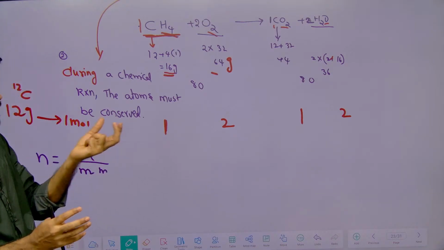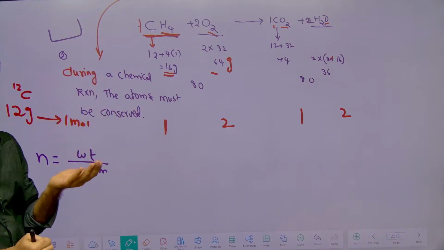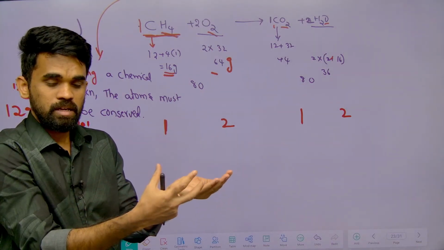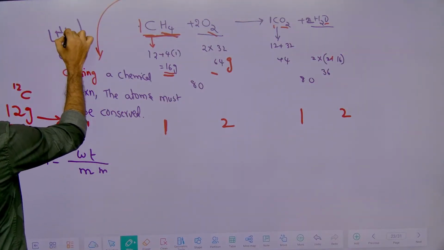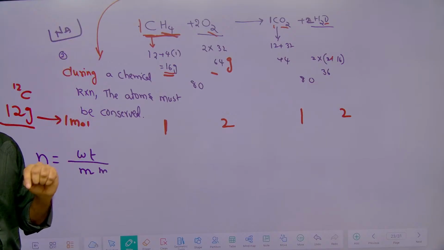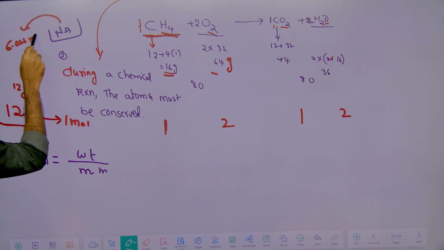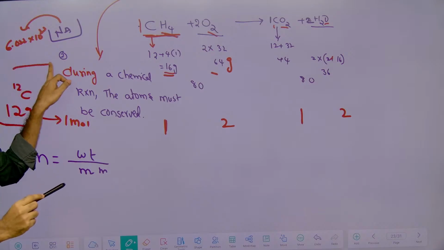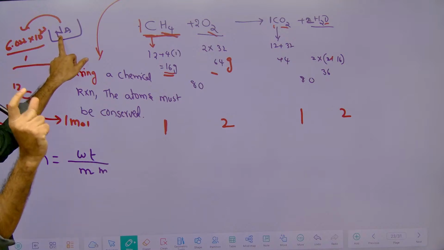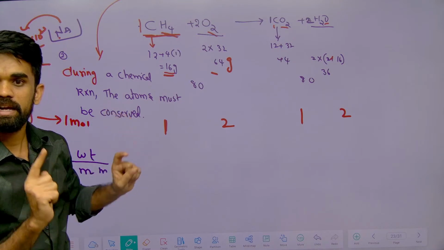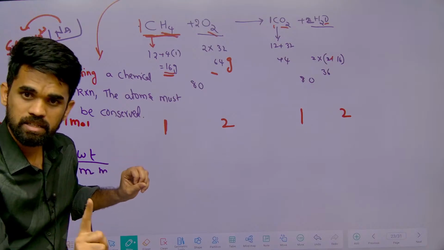They took 12 grams of carbon and checked it with an instrument, mass spectrometry, and found the Avogadro number of carbon particles in 12 grams. What is that Avogadro number? 6.022 into 10 power 23. Everyone knows this also. That Avogadro number in chemistry we call 1 mole, like a dozen is 12. In chemistry when I say Avogadro number, that is 1 mole.